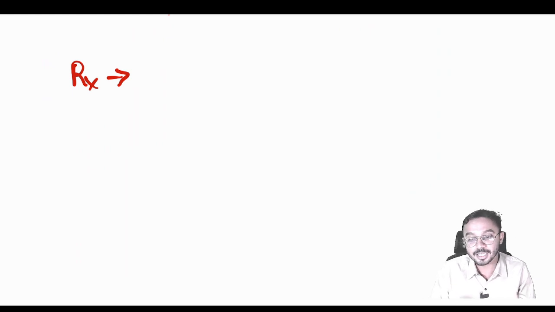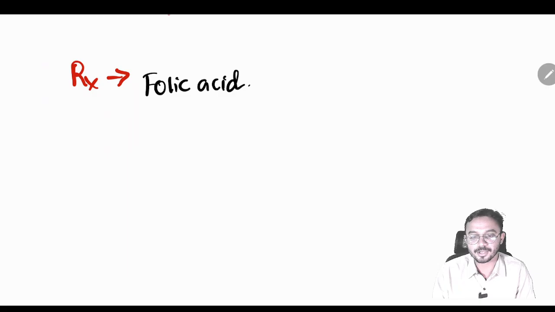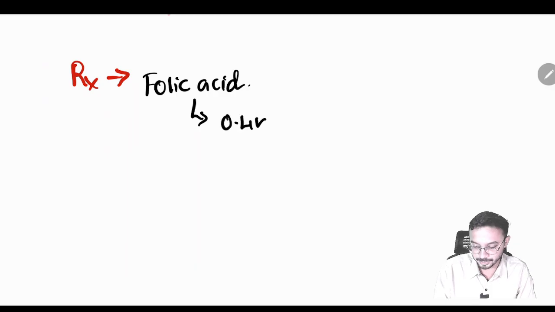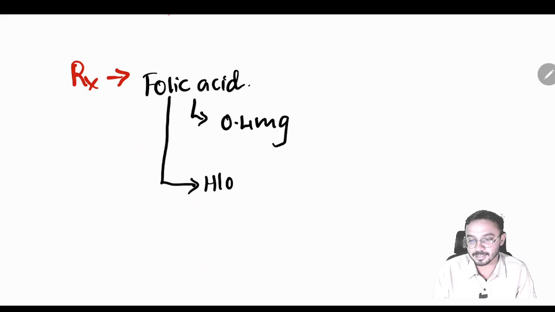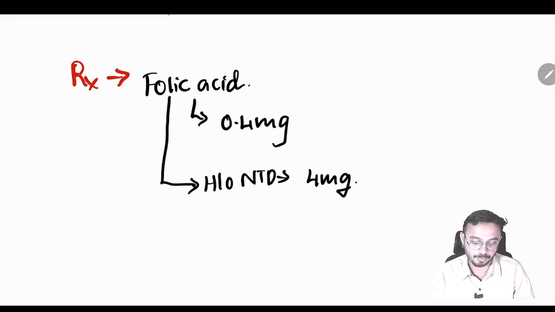By giving folic acid supplements to the mother. If I give folic acid, what is the dosage? 0.4 mg. If the mother tells you the previous baby had a history of neural tube defect, then your dose will change to 4 mg. Okay, this is very important.